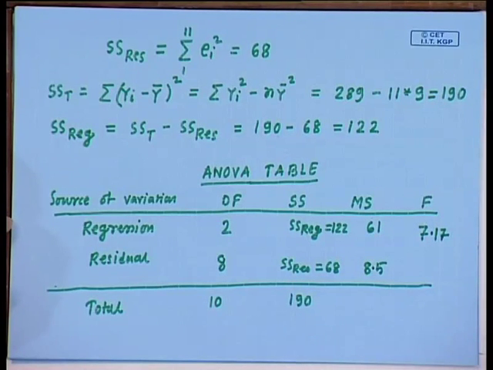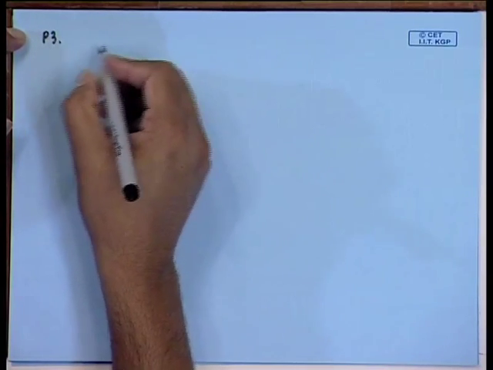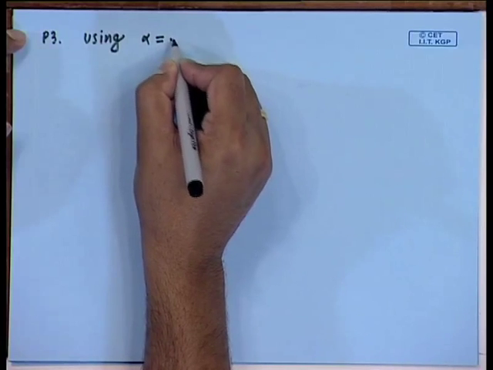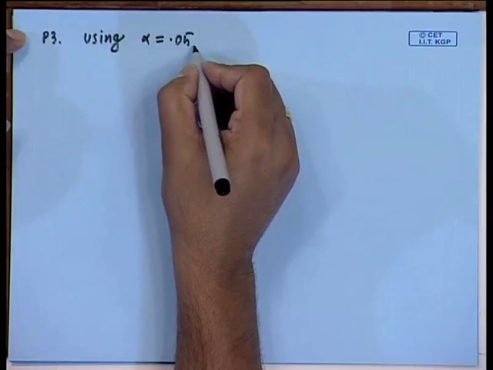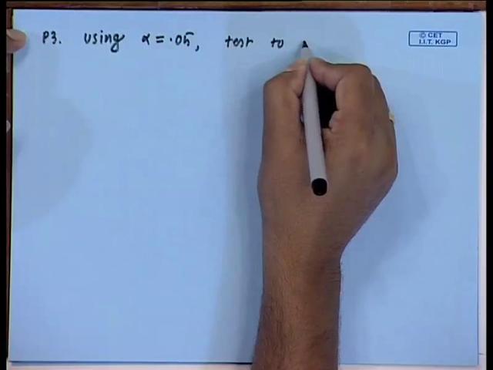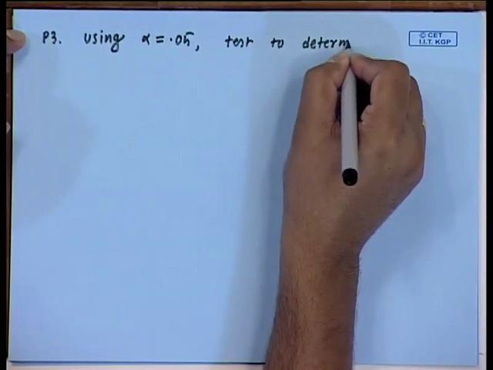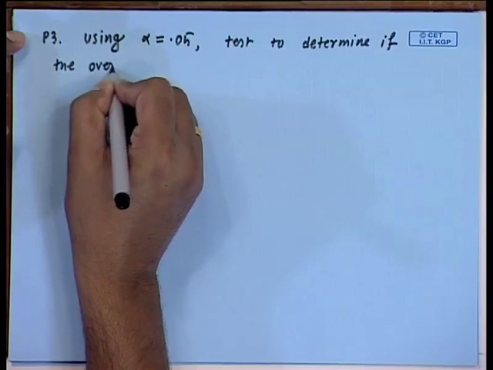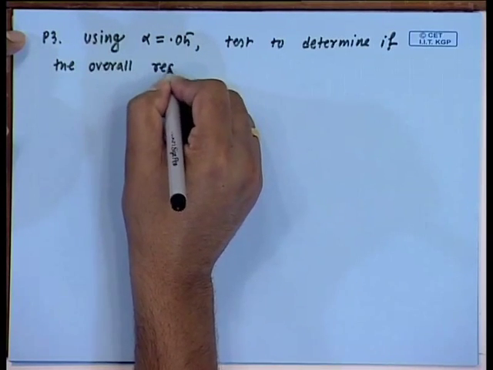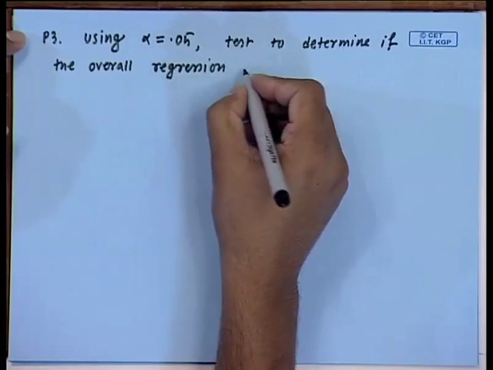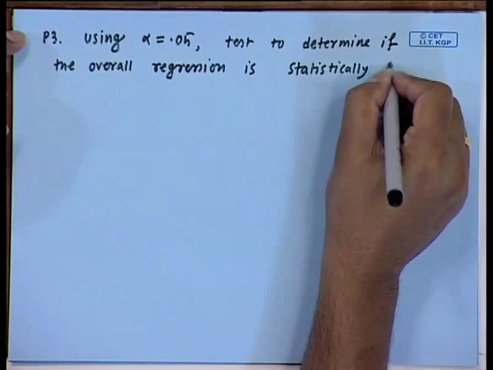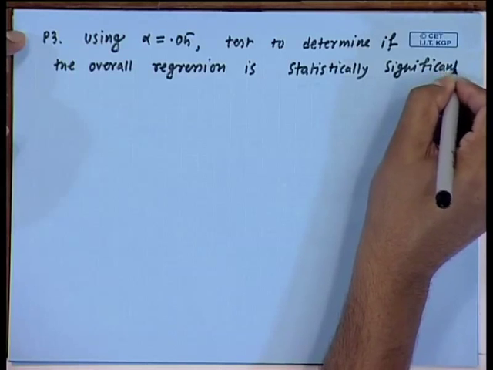Next we move to the next problem, which is requirement 3 you can say. Using alpha equal to 0.05, that means the level of significance is 0.05, you test to determine if the overall regression is statistically significant, okay.